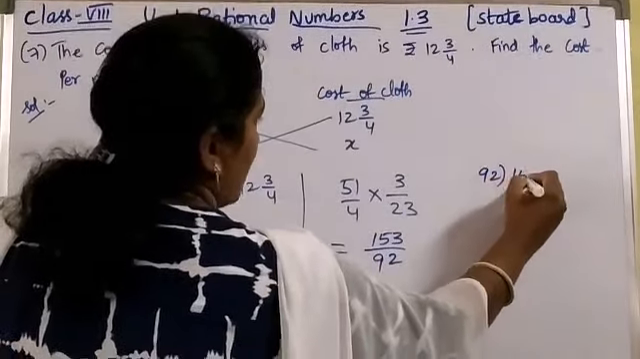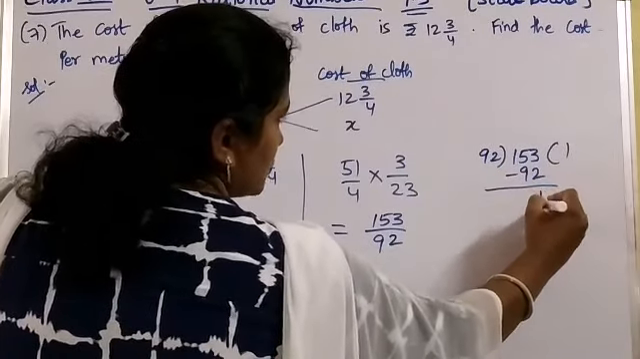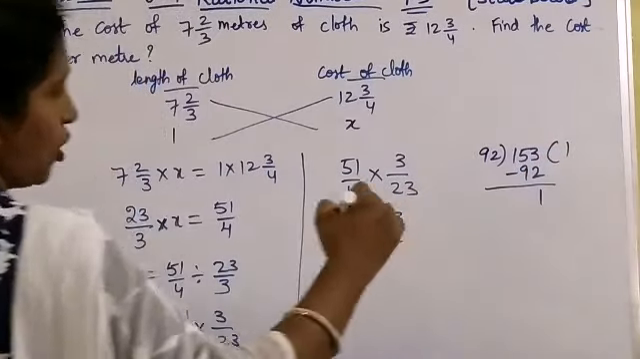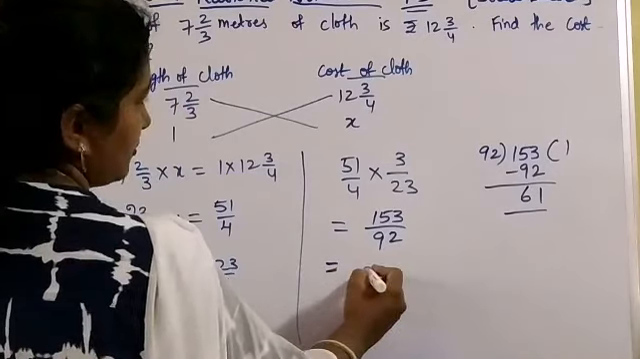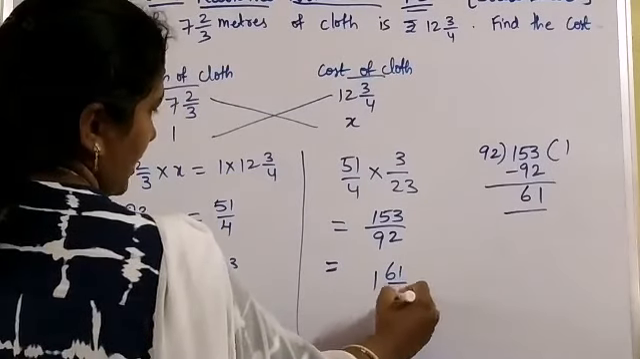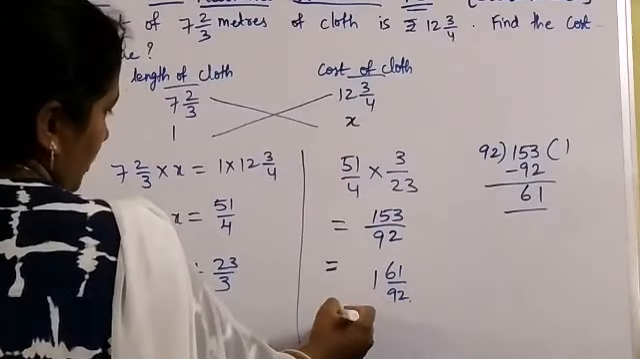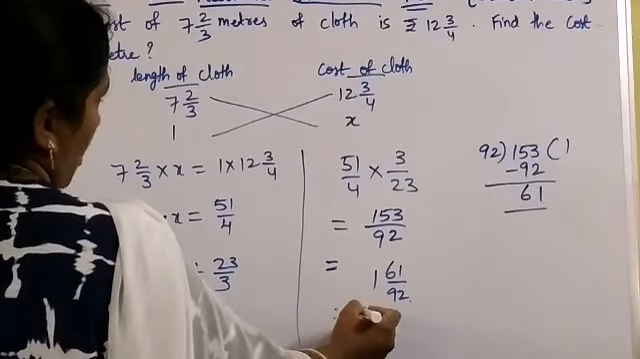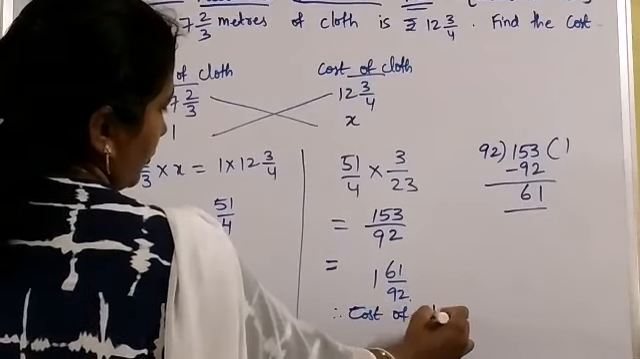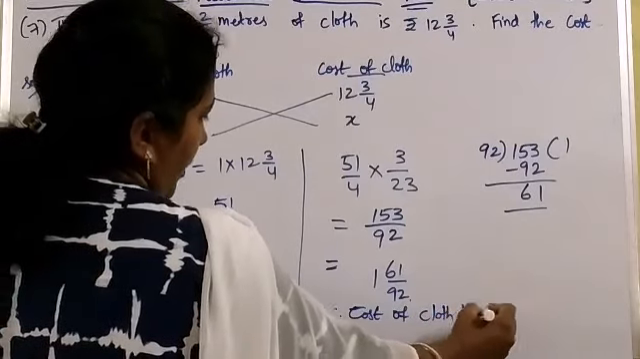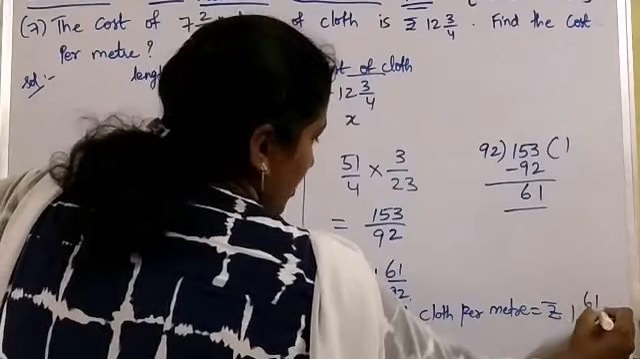92 divided by 153. 92 ones are 92. Here 3 minus 2 is 1. 15 minus 9 is how much? 6. Okay, so how do you write this as a mixed fraction? 1 61/92. So this is x, the cost of it. Therefore the cost of cloth per meter is nothing but rupees 1 61/92.